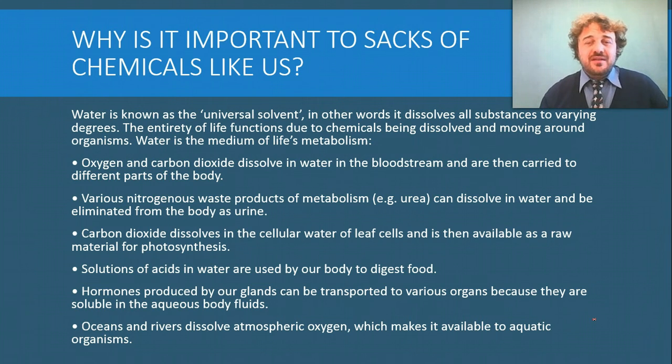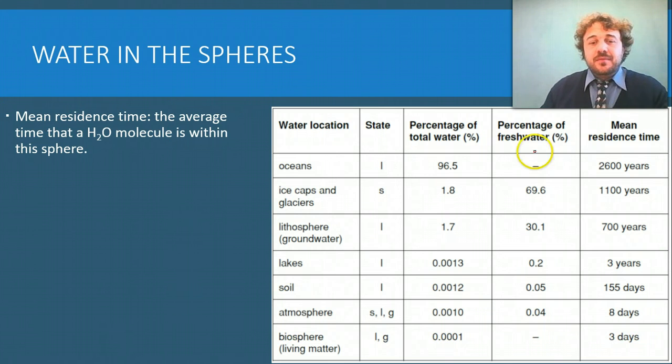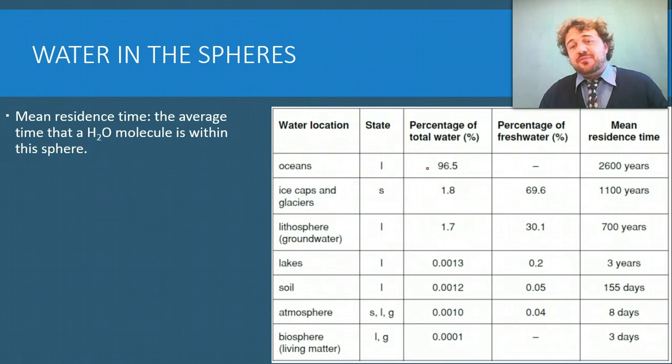So, water, pretty vital. Now, let's have a look at the water in the spheres. Just quickly, mean residence time is the amount of time that any H2O molecule is on average within that sphere. Alright, so let's have a quick look. The oceans are mostly liquid, and they're 96.5% of the water. The ice caps are about 1.8%, and that's roughly 70% of our fresh water. So there's no fresh water in the oceans, and the ice is solid, obviously.